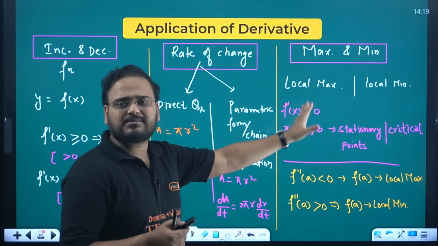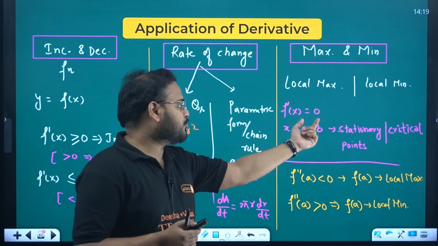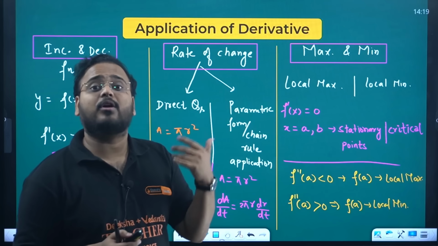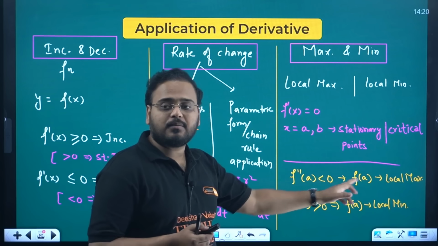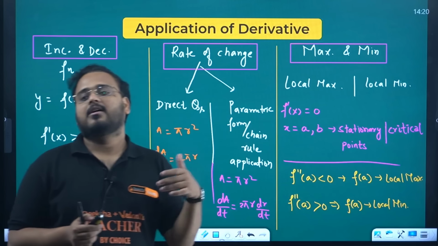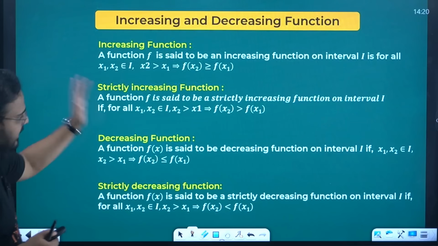Maxima, minima, local maxima, local minima, most of the questions come, you find the derivative. Derivative, if you put it equal to 0, you get x, a and b, whatever it is, as a stationary point. Sometimes they call it critical point. Same thing, okay? When the double derivative is less than 0, local maxima. Double derivative is more than 0, then f of a becomes local minima.